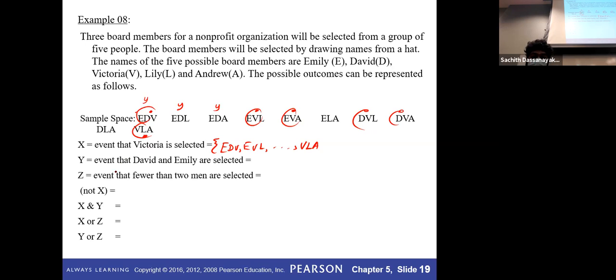Third one, the event that fewer than 2 men are selected. We have D, Victoria, Lily, Andrew. We have only David and Andrew as men. Fewer than 2 men, strictly fewer than, is strictly less than 2 men. So it should be only one man, either David or Andrew, not both.